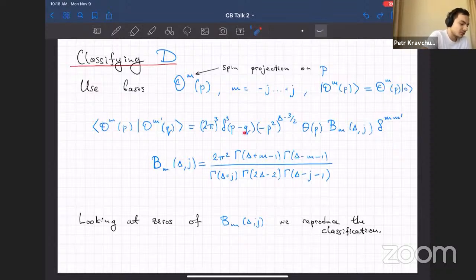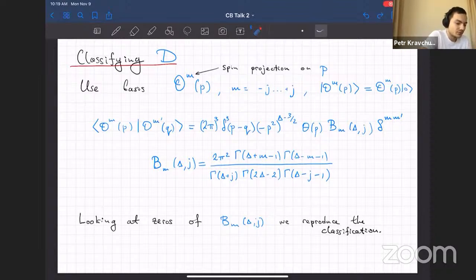So if P is the same as Q, then in order for angular momentum to be conserved, M has to be the same as M prime. And the only thing that is unconstrained is some overall coefficient, which can depend on the spin projection M. When I say unconstrained, I mean it's unconstrained by dilatations, rotations, and translations. It is constrained by special conformal transformations.